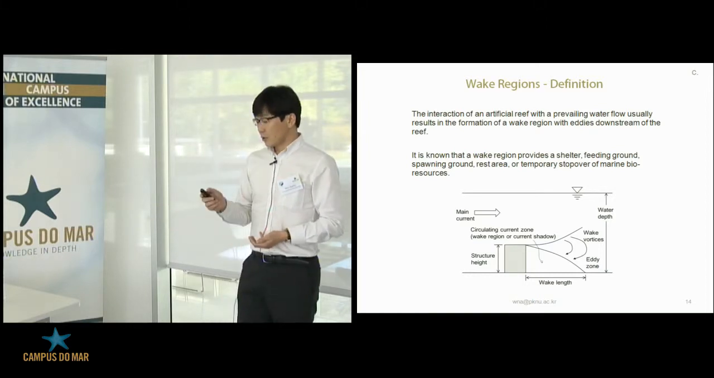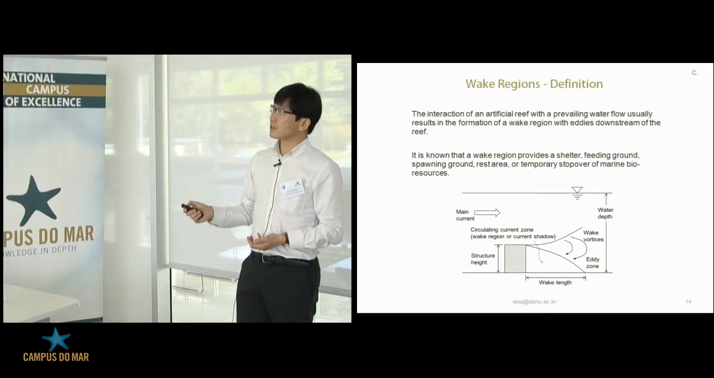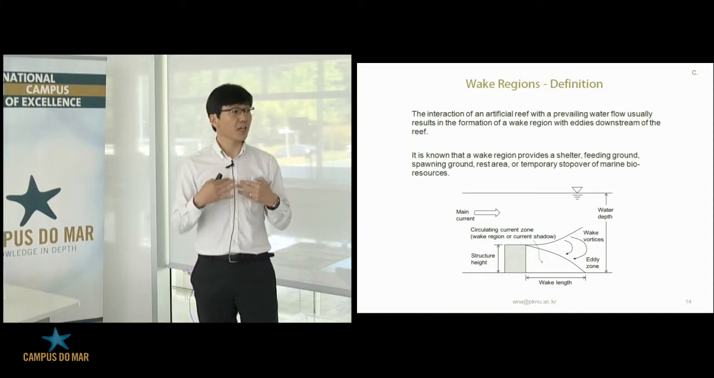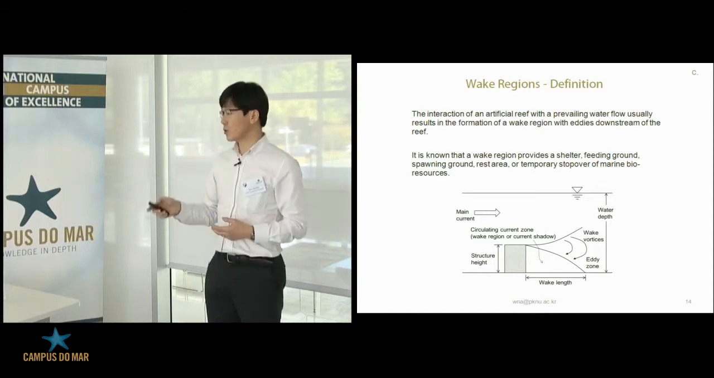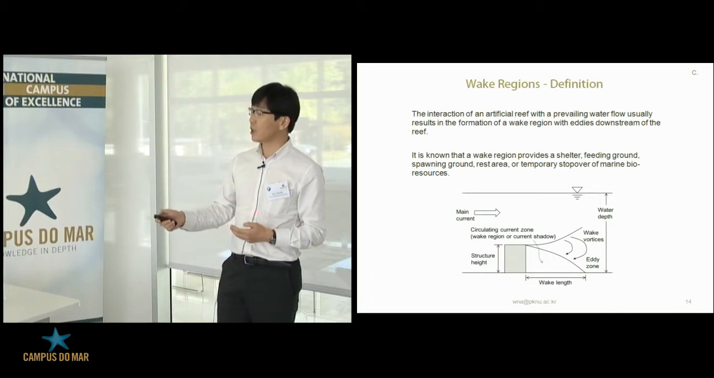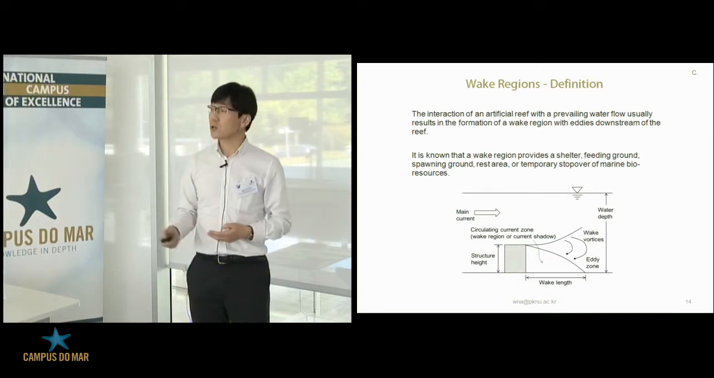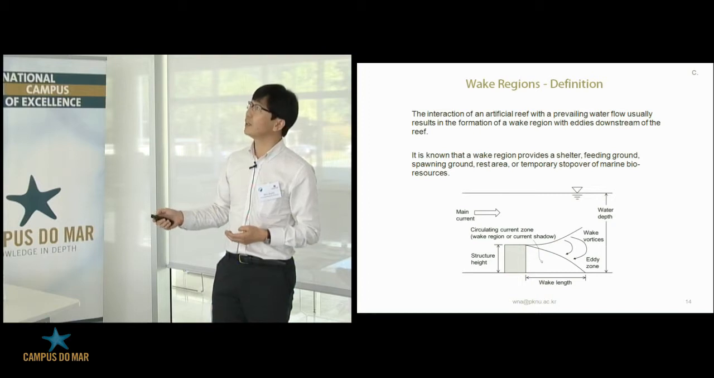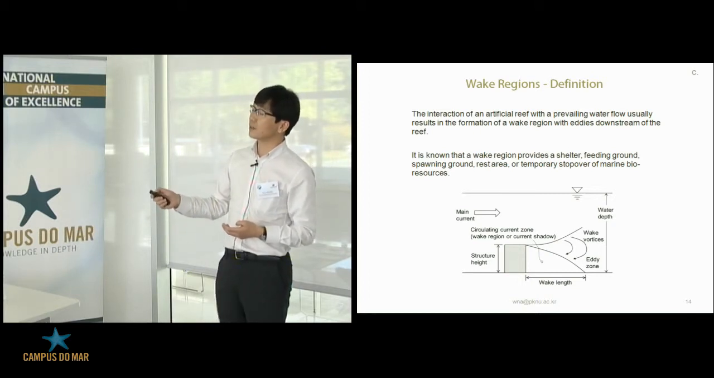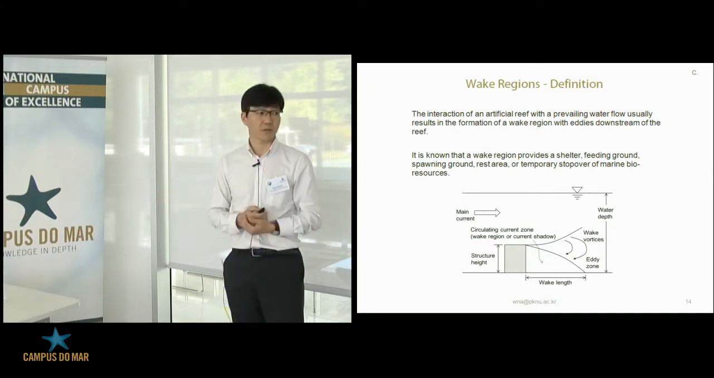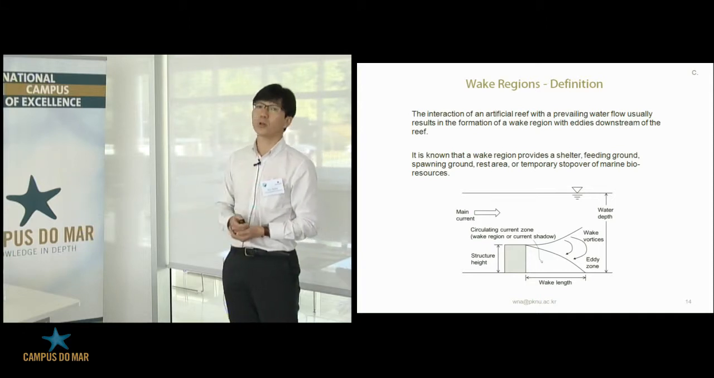And then I'm introducing the wake region. The wake region is very important because in that region, marine species save energy. The main current comes from the front, and then there is an artificial reef. In that wake region, the water speed is much less than on the other side. So marine species usually stay here, and the wake region provides shelter, feeding ground, spawning ground, rest area, or temporary stopover for marine bioresources. That region is called the wake region.